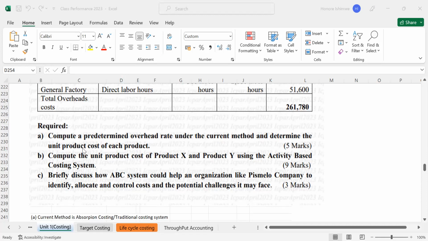So you have seen what question B is asking us. Question B is telling us to compute the unit product cost of product X and product Y by using the activity-based costing system. So they give you 90 marks. Now let's be very quick on answering this. It is very simple because all the information is given in the question. So let's do it.